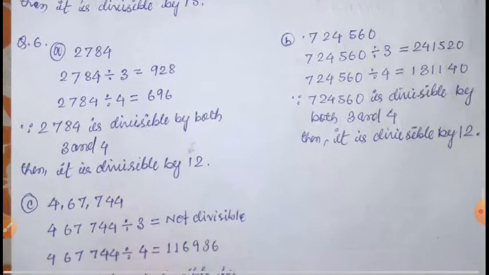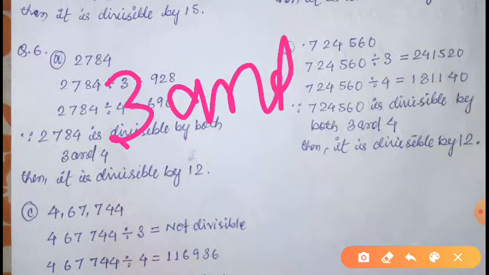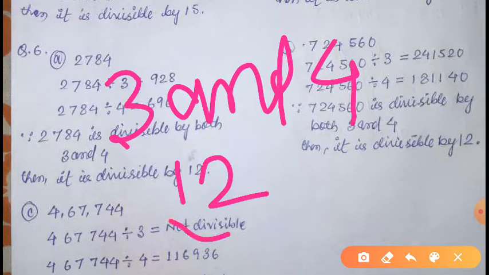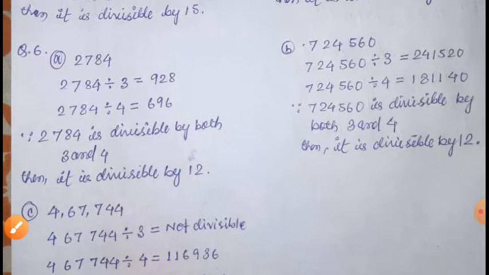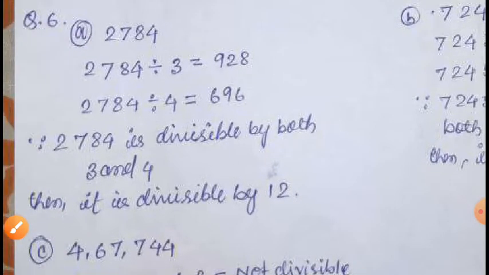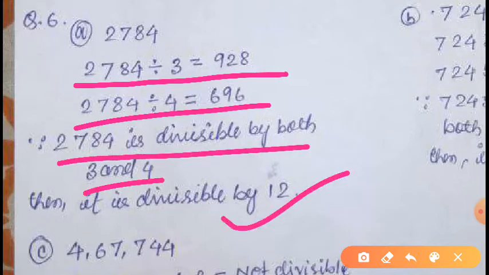If any number is divisible by 12, always remember that if it is divisible by both 3 and 4, then it will be divisible by 12 also. We will follow the same process, nothing changes. You can see this 2784. Since it is divisible by both 3 and 4, it is divisible by 12.